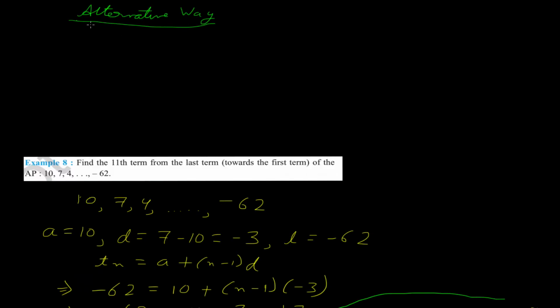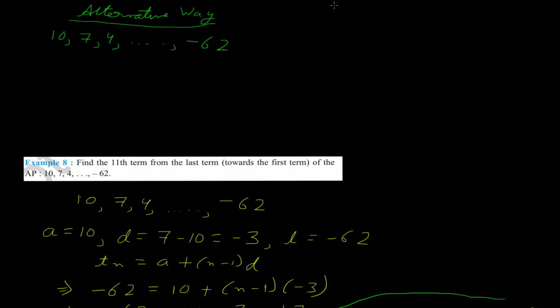There is one more alternative way to find the solution much more easily. So what do we have here? We have our AP as 10, 7, 4, ..., minus 62. We need to find the 11th term from the end. So one thing we could easily do is just flip it. Flip our AP. If an AP is flipped, it will still remain an AP, right?